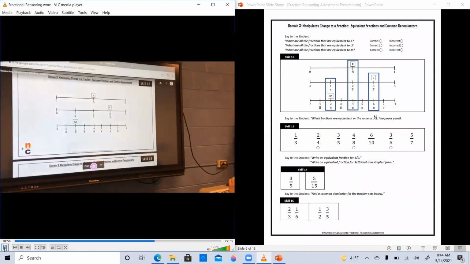Okay. So for point k, do you see where the k is? Mm-hmm. So can you tell me what fractions are equivalent to that point k then? If you don't understand, it's okay to say you don't understand too. So I don't really understand.